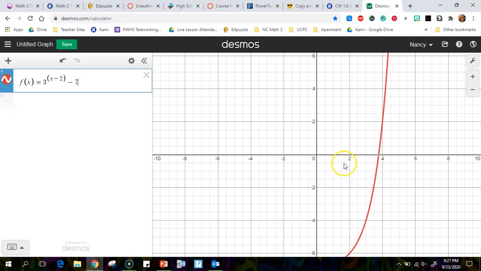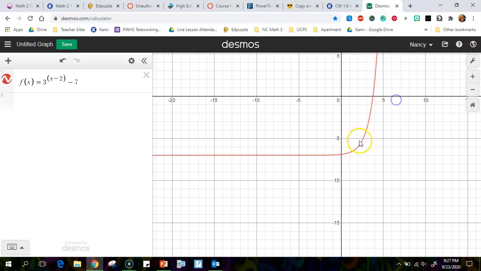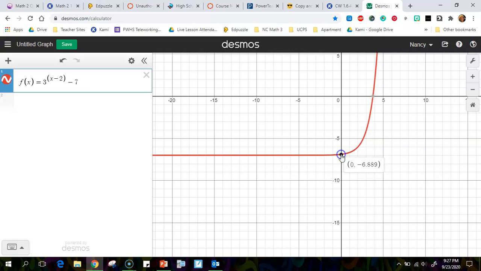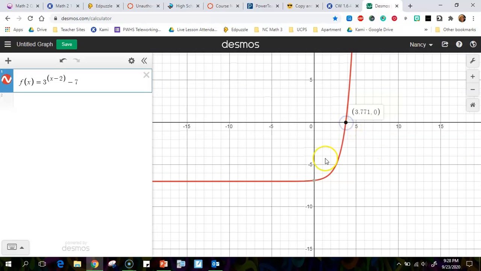Okay. So what the -7 does is it's a transformation. It brings it down 7 from what the original y-intercept would have been. Okay, so do that again, and I use my snipping tool to do this.